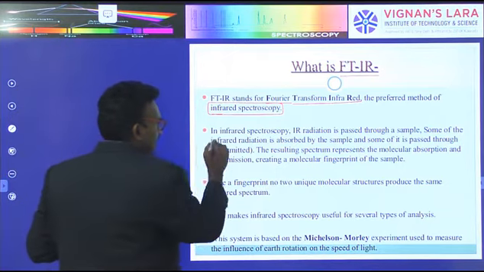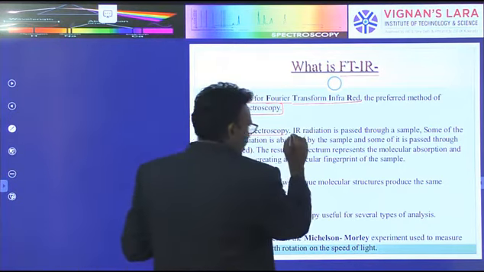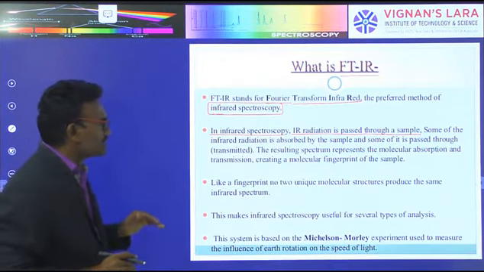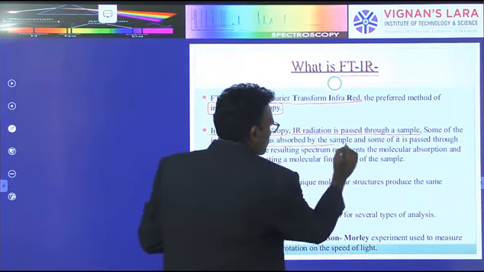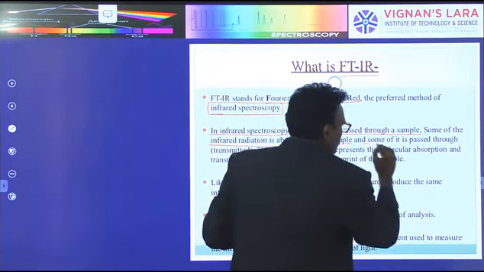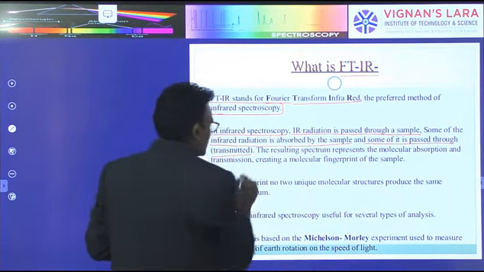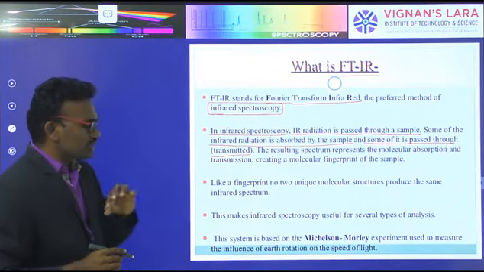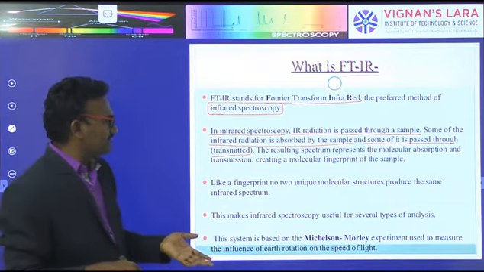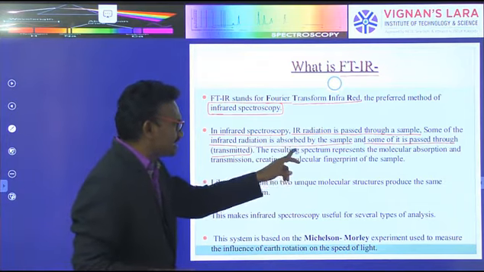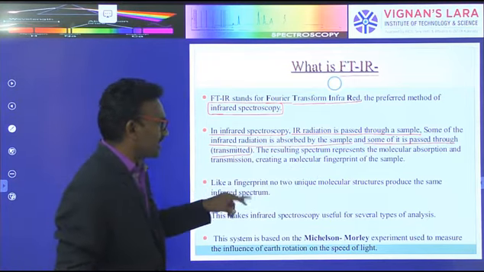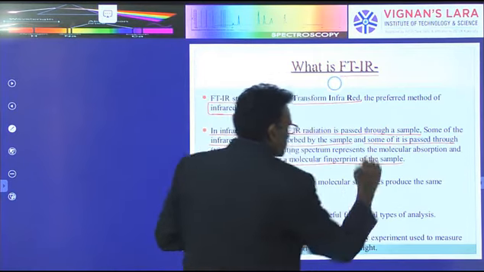In IR spectroscopy, IR radiation is passed through a sample. The light is passed through the sample, and some of the infrared radiation is absorbed by the sample. Some of it is passed through the sample, which is called transmitted. Some molecules pass the light, and some molecules absorb it. In any case, whether passed, absorbed or emitted, the resulting spectrum represents the molecular absorption and transmission, creating a molecular fingerprint of the sample.